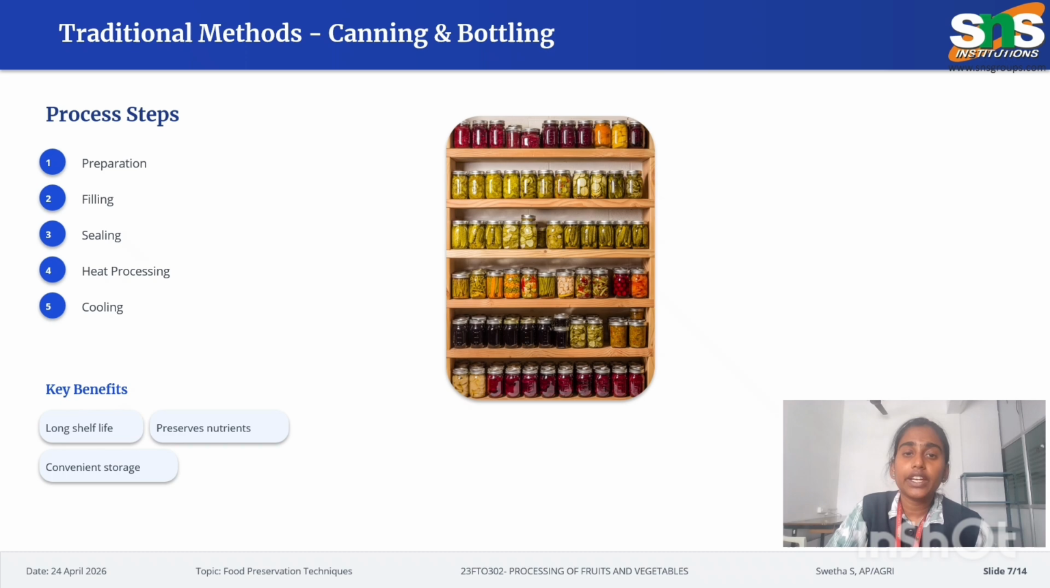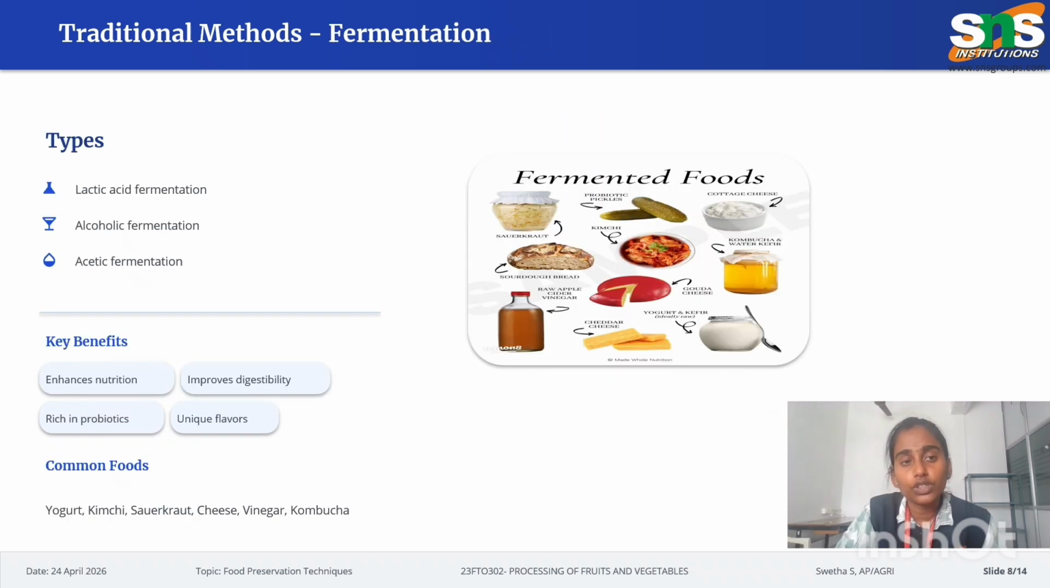Canning and bottling also generally come from our grandparents' generation. First we have to prepare the food and fill it in the bottles, then seal it properly, apply the heat processing methods, and at last cool our product. So we get benefits like longer shelf life, prevention of food spoilage due to microorganisms, and convenient storage. Fermentation is already mentioned.